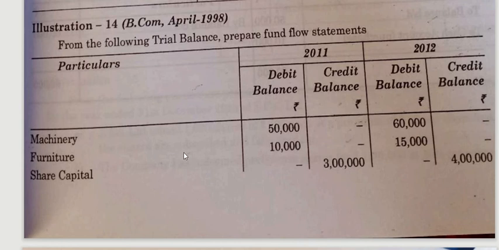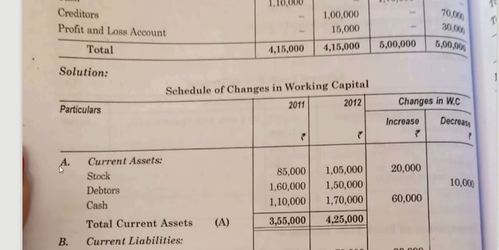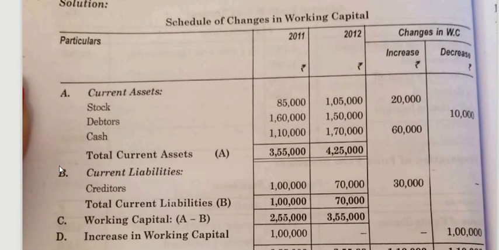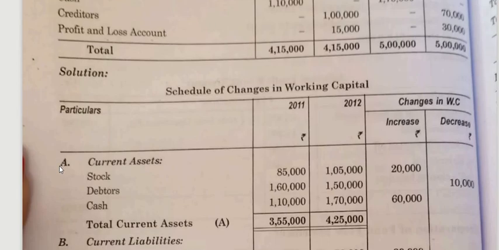So they have given the opening and closing balances, and you're supposed to start with the schedule of changes in working capital. Since in this question they have directly told fund flow statement, you will start right from the first step, which is schedule of changes in working capital. There are no adjustments given, so it is such a simple problem.